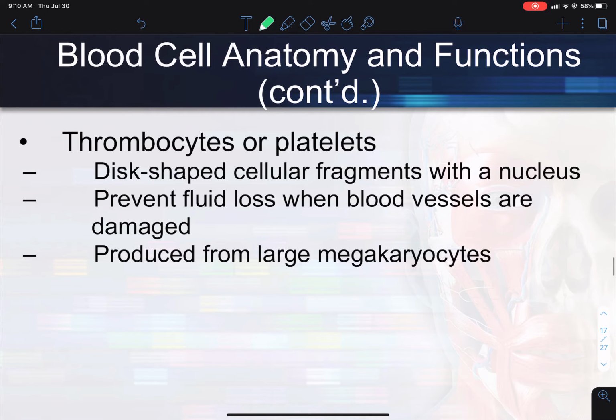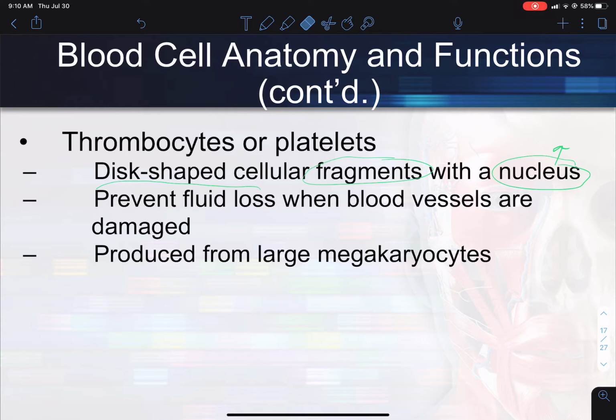Okay, what about those platelets, or thrombocytes? They are also disc-shaped, but they are just fragments of cells with a tiny little nucleus. Like I said, 10% of its function is clotting, but there is that other 90% that we don't really talk about, and that's really what that nucleus is tasked with doing. They are going to prevent fluid loss whenever blood vessels are damaged by producing some sort of clotting cascade or clotting mechanism, so that we can plug the blood vessels so that blood can't leak out anymore.